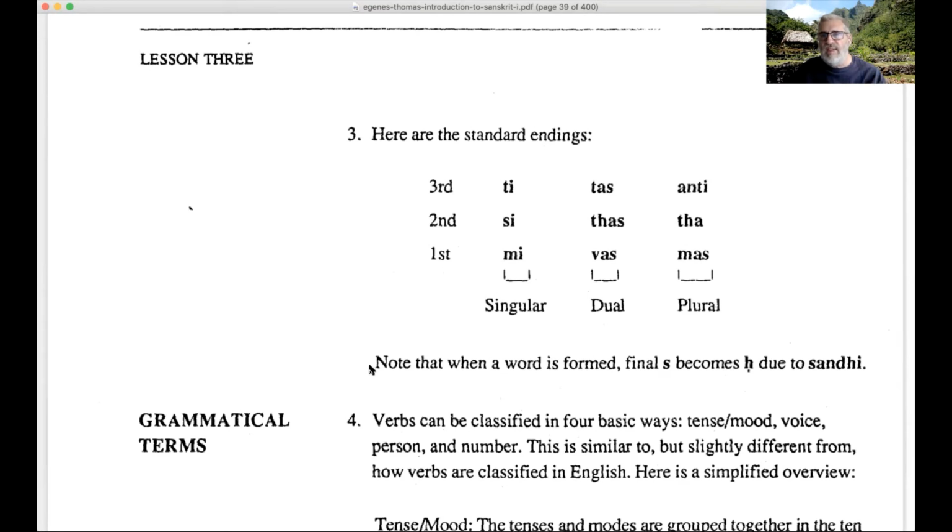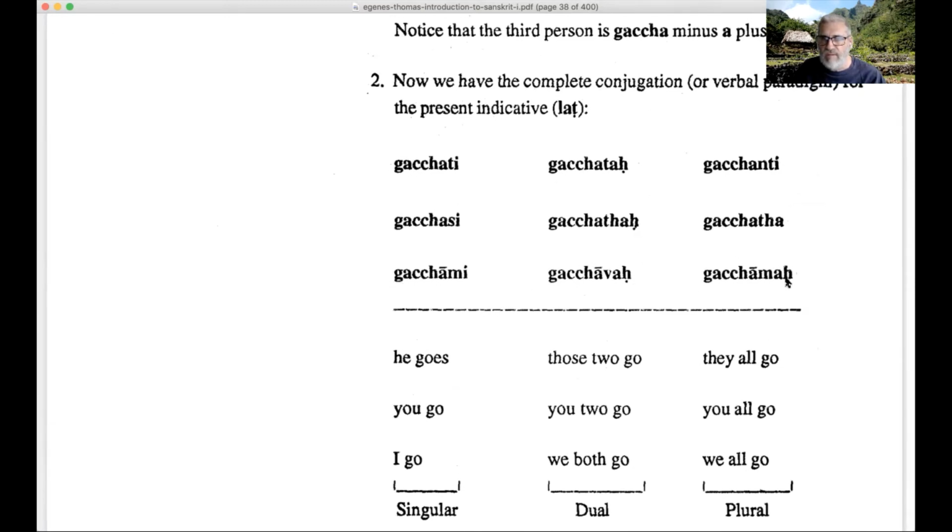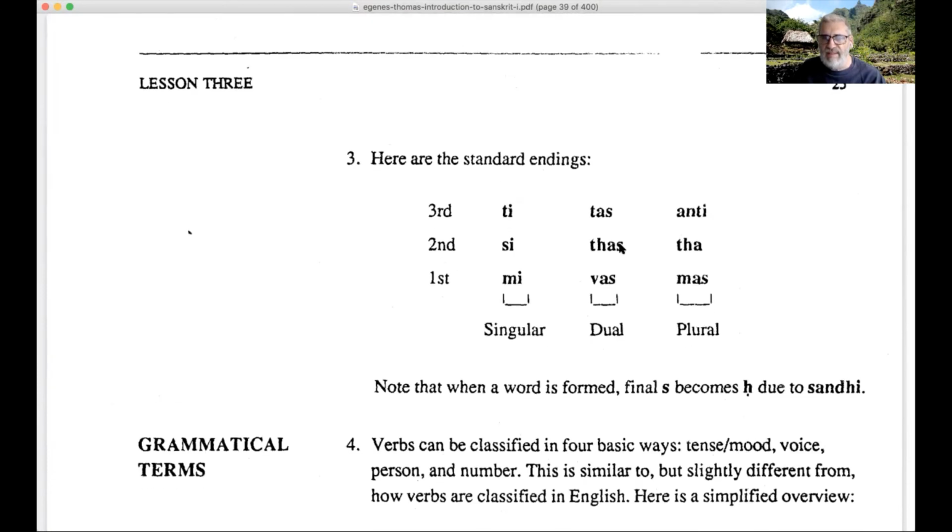Okay, so here are the standard endings. Third person, second person, first person, singular, dual, and plural. Ti, tas, anti, si, tas, ta, mi, vas, mas. These are the endings. Now you notice that some of the endings have S's on the end. Where the S's are shown, that's going to turn into a visarga. You see? Visarga, visarga, visarga, visarga. That's where we see S's at the end. That's why we said before that visarga represents S or R.